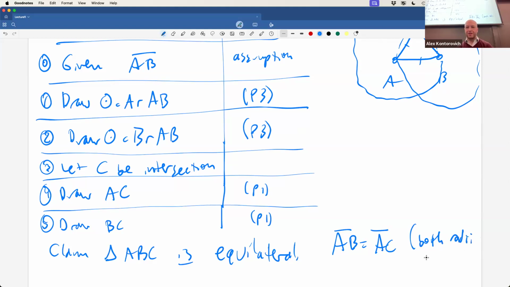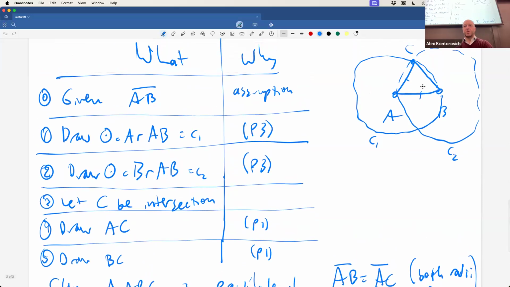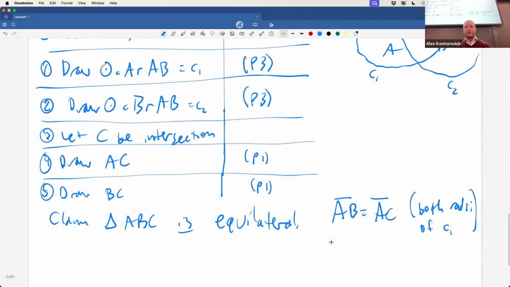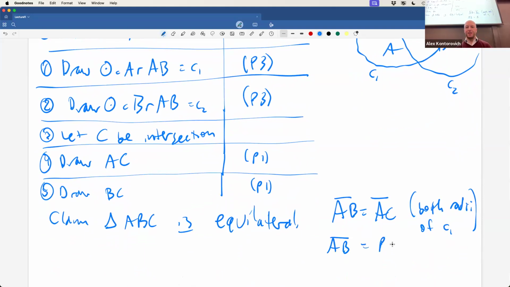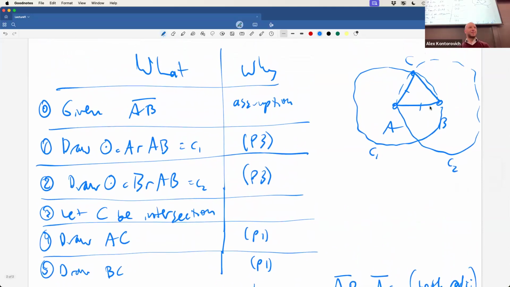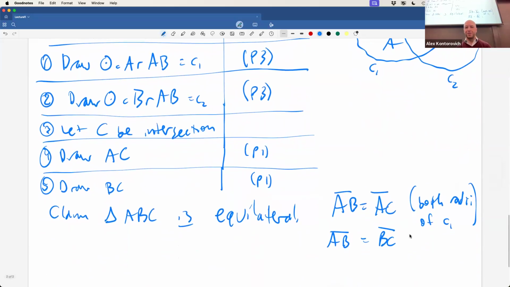Let's give these circles names: C1, C2. C1 is the first circle we drew, and C2 is the second circle. AB and AC are both radii of C1. And what about AB versus BC? AB is equal to BC because they're both radii of C2, right? AB is a radius of C2. BC is also a radius of C2. Radii are equal. So these are both radii of C2.